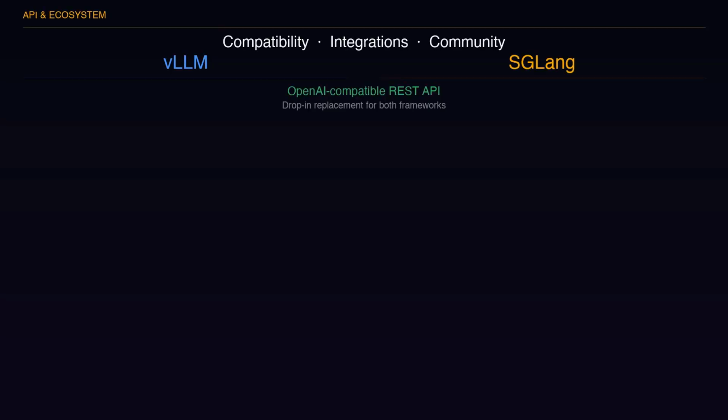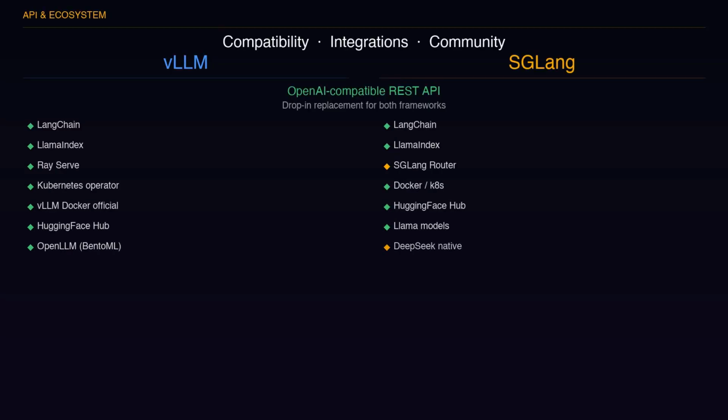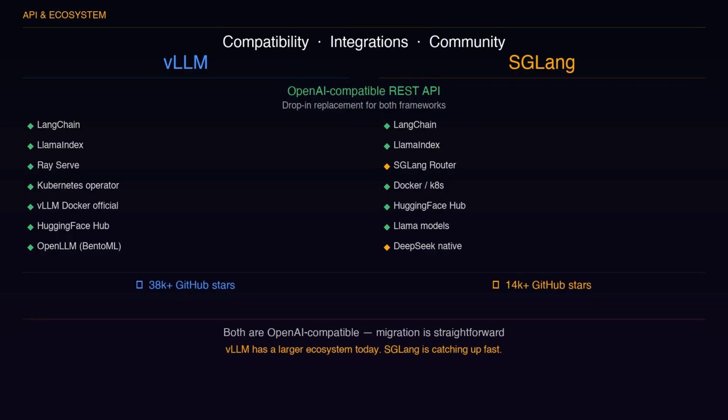Both frameworks expose an OpenAI-compatible REST API. Same endpoints, same request format. Switching requires changing one base URL. VLLM has the larger ecosystem: native LangChain and LlamaIndex integrations, Ray Serve for auto-scaling, Kubernetes operators from multiple vendors, official Docker images, and seamless Hugging Face Hub integration. Over 38,000 GitHub stars. A community that has been battle-testing deployments for 2+ years.